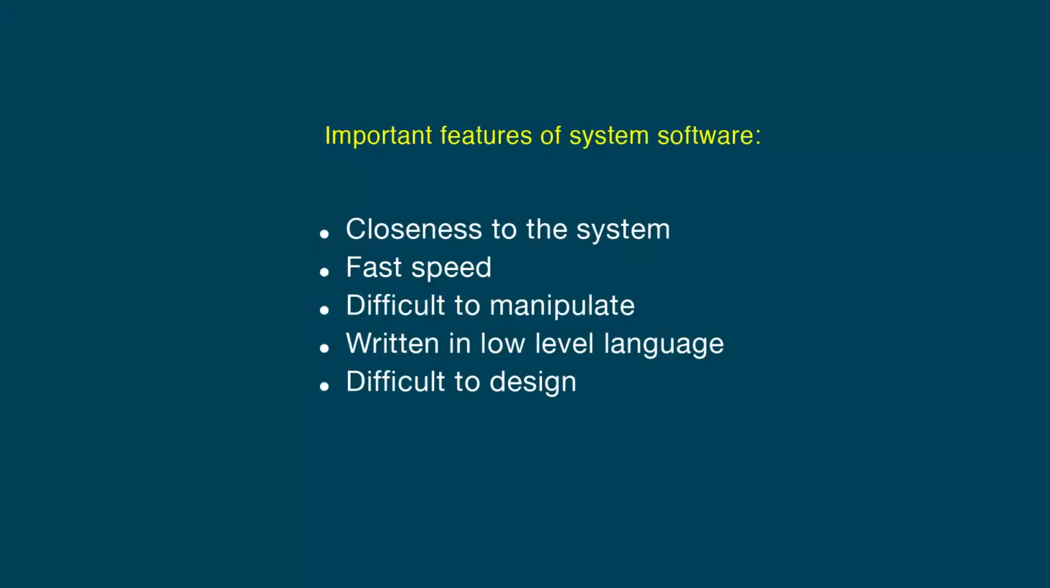Some system software is used directly by users and other system software works in the background. System software can allow users to interact directly with the hardware functionality, like the device manager and many of the utilities found in the control panel. The most important features of system software include closeness to the system, fast speed, difficult to manipulate, written in low-level language, difficult to design, etc.